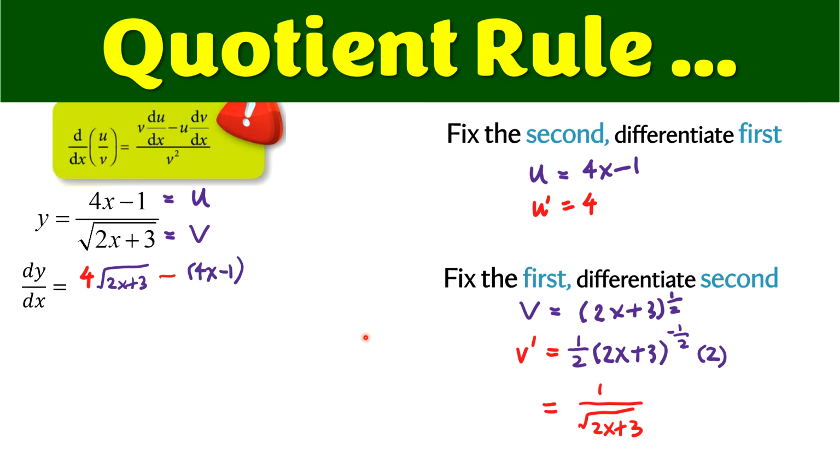So what is my u? U is 4x minus 1. And what is my v prime over here? V prime, which is dv dx, equals 1 over square root of 2x plus 3. So this is our numerator. Then I'm going to write the fraction over v squared. What is v squared, and what is our v? Our v is square root of 2x plus 3. So squaring the denominator will simply give us 2x plus 3.